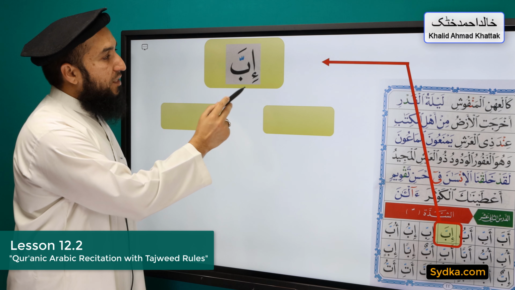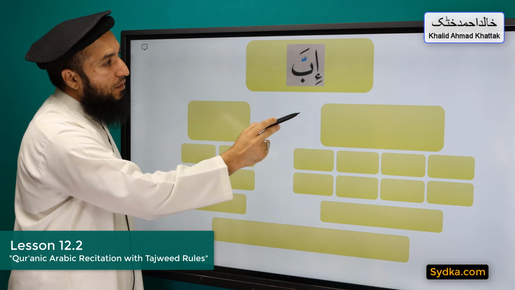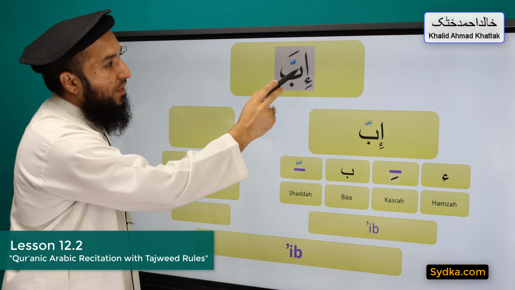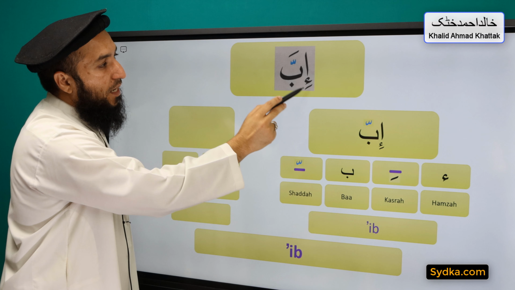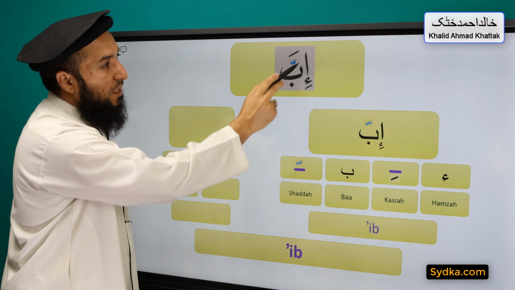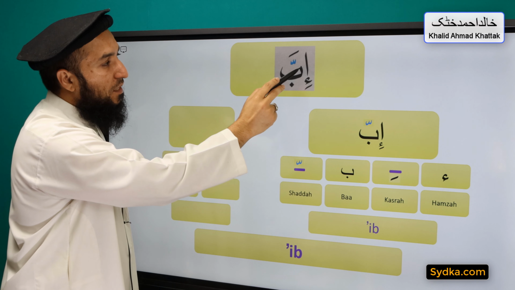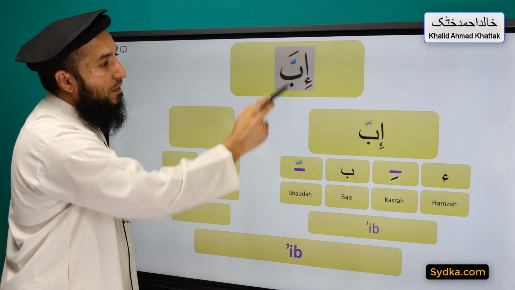The next word we have is Ibba, and it can be divided into two syllables. The first syllable we have is Hamza Kasra Ba Shadda Ib. Hamza is a light letter, it has kasra underneath, it is followed by ba, ba has a shadda. This alif is used as a chair for Hamza and it is silent. Hamza Kasra Ba Shadda Ib.